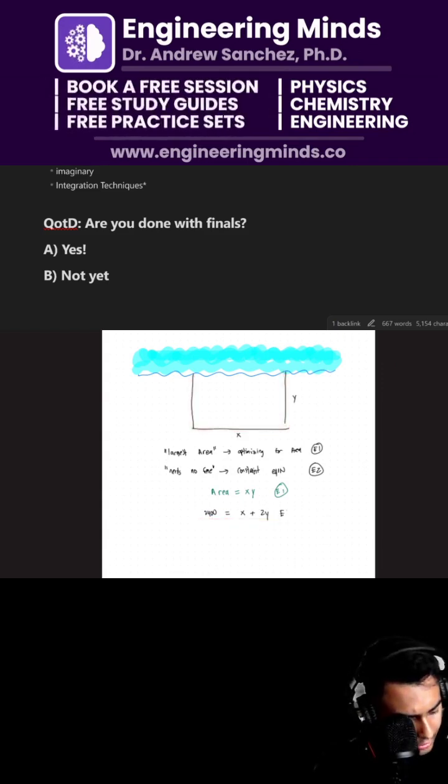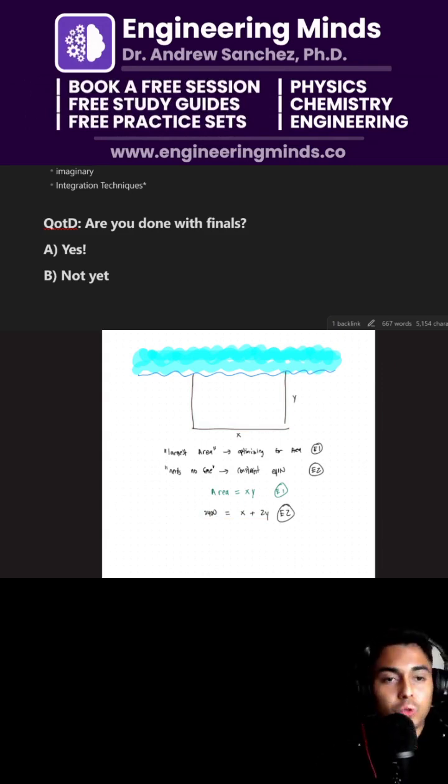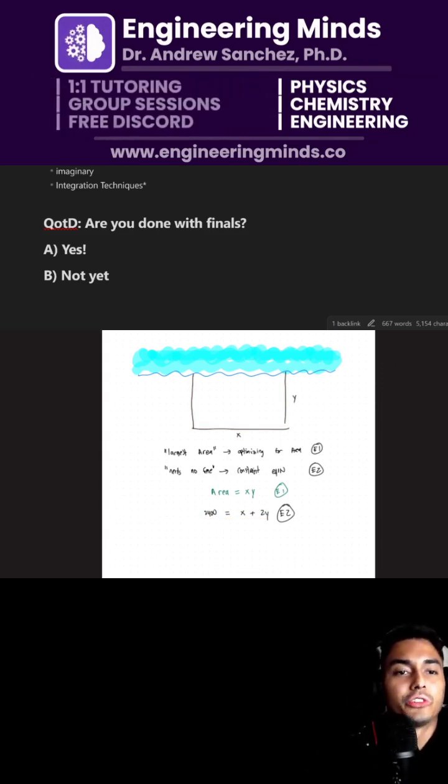So guess what we're going to do now? So now we have 2 equations and 2 unknowns, and we're going to optimize that by plugging in equation 2 into equation 1.